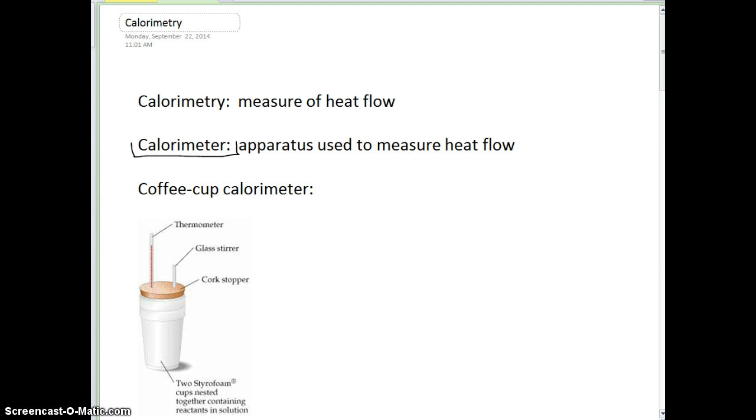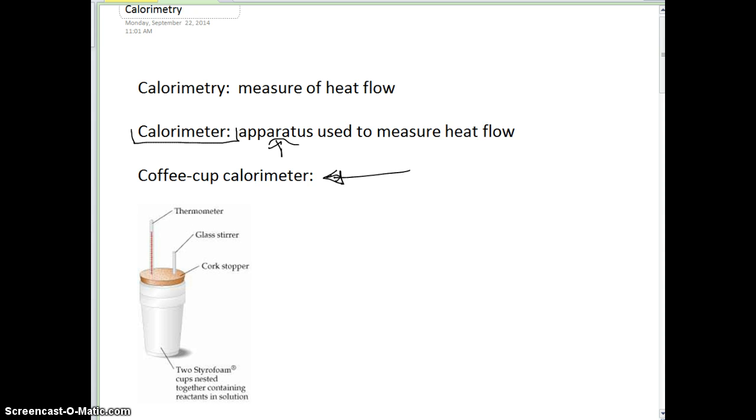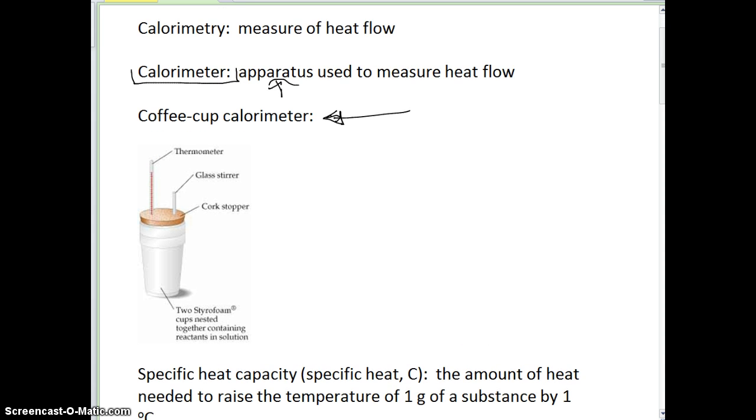So a calorimeter is just going to be an apparatus that we're going to use to measure heat flow. And the easiest type of calorimeter that we see is this coffee cup calorimeter right here. So let's talk about that real quickly here. Again, in calorimetry, we're trying to measure heat flow. And so what we can do is take some styrofoam coffee cups. We usually get a couple of them and put them inside of each other just to give us that extra insulation that styrofoam does provide.